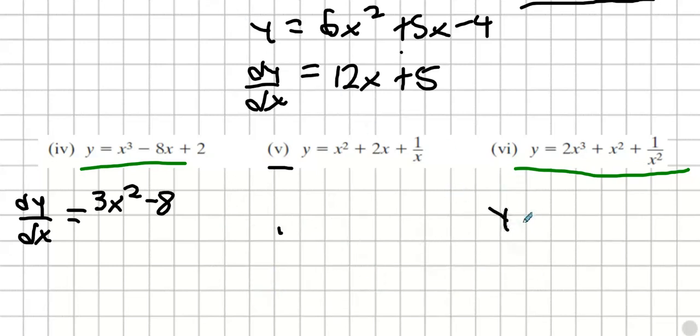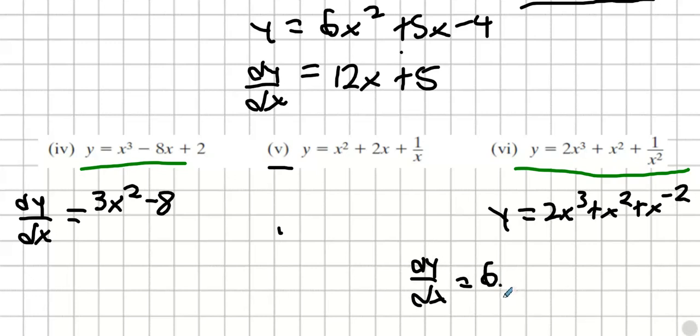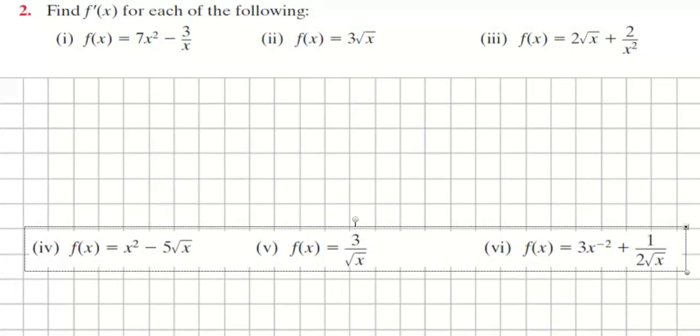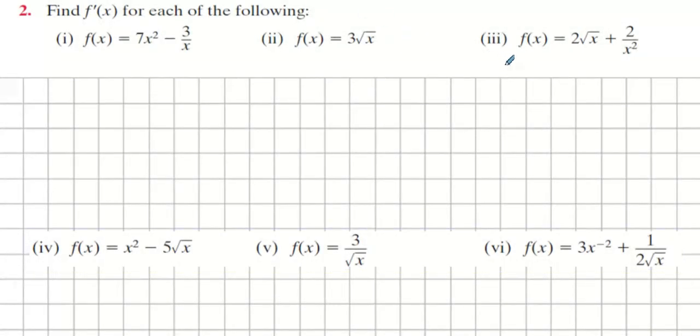So we're going to say y is 2x cubed plus x squared plus x to the minus 2 using indices. And then finally, we're going to get dy/dx: bring 3 to the front, take 1 away from the power, bring 2 to the front, take 1 away from the power, bring minus 2 to the front, take 1 away from the power. Who got that? I will do question 3 here.